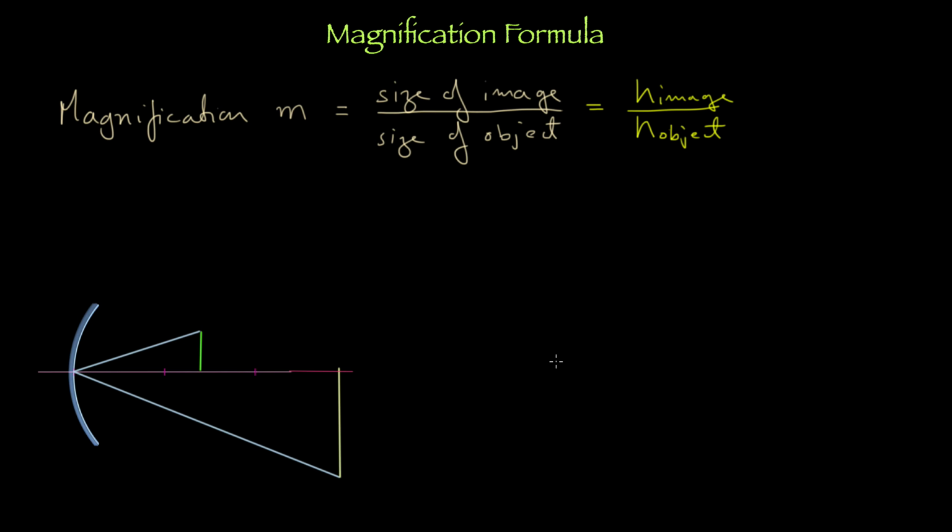So what is this green line? What do I call that? Object height. Yeah, so HO. I'll not write H object, that's too much. What is this? Image height. Shall I write a minus HI?